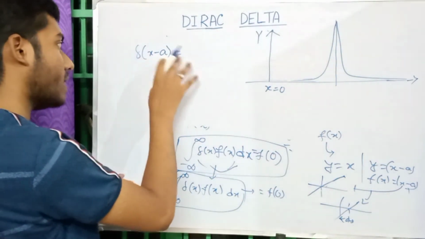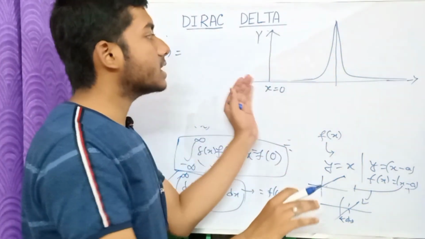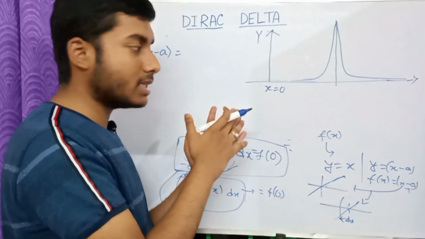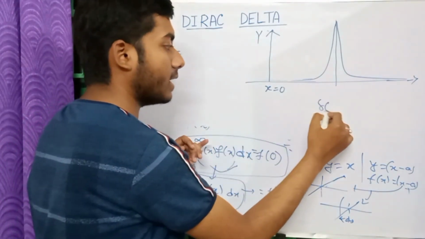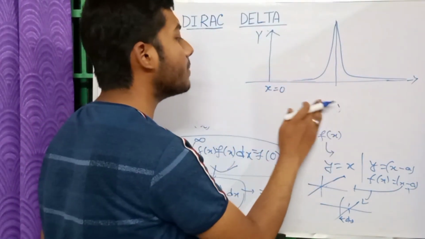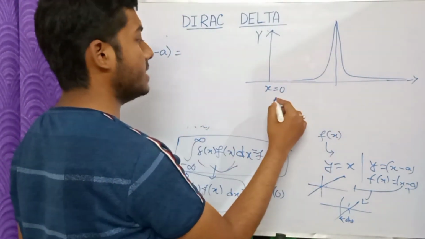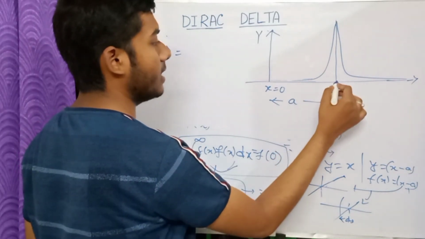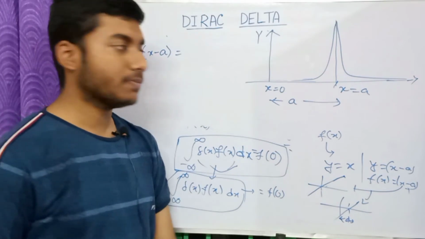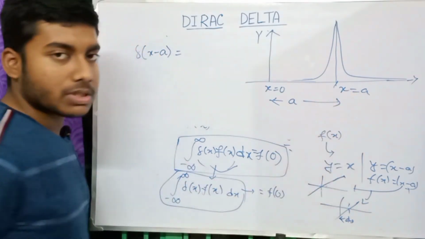Now del of x minus a will also shift the previous Dirac delta function, del of x, in the rightward direction. By what amount? By the amount a, that is, this length will be a. Now this is x equals a. The Dirac delta function is shifted rightward to x equals a.